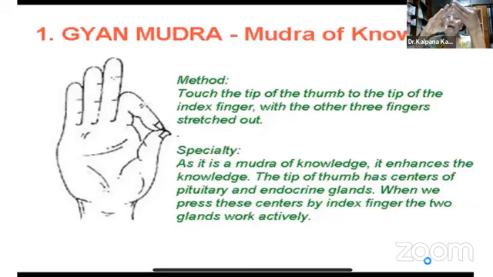So the effect also lies in the water tattva and the other tattva. Special as it is the mudra of knowledge, it enhances the knowledge. The tip of the thumb has centers of the pituitary and endocrine glands. When we press these centers with the index finger, the two glands work actively. So the pituitary gland and the endocrine glands work very actively.